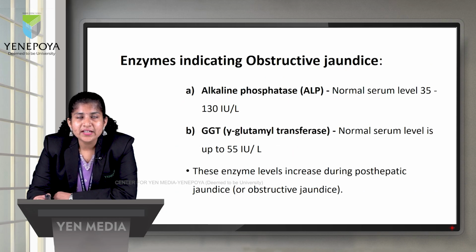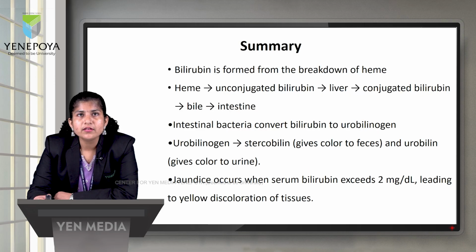Next, enzymes indicating obstructive jaundice. First is alkaline phosphatase. Its normal range is 35 to 130 international units. Next is GGT, also called gamma glutamyl transferase, where the normal range is up to 55 international units per liter. These enzyme levels will increase in case of post-hepatic jaundice or obstructive jaundice.